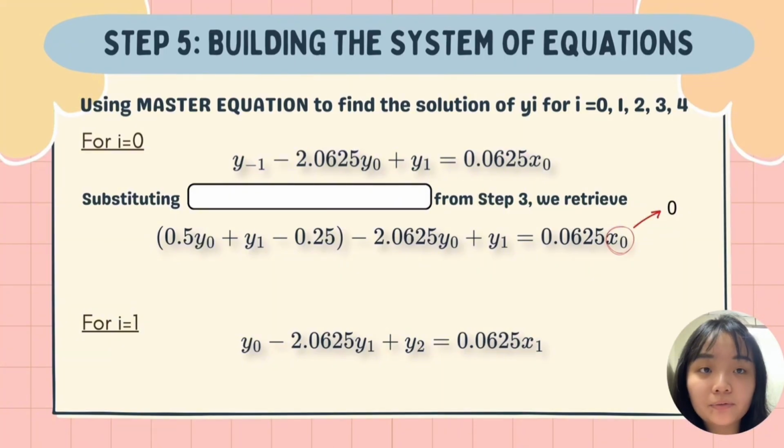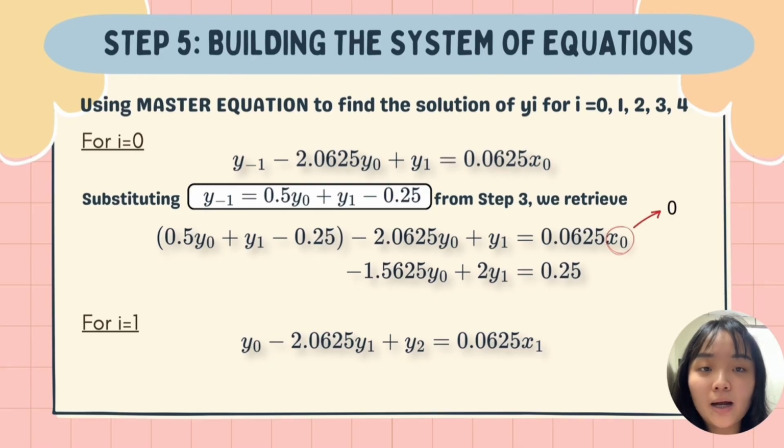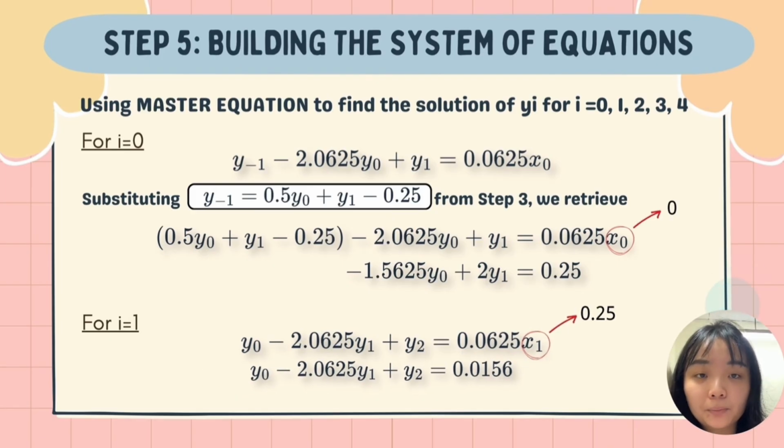Next, we move to step 5, which is building the system of equations, using the master equation to find the solution of y_i, where i equal to 0, 1, 2, 3, and 4. For i equal to 0, we substitute the boundary relation obtained from step 3, which is the first Robin boundary condition. After substituting y_{-1} into the master equation and simplifying, we obtain negative 1.5625 y0 plus 2y1 equal to 0.25. This becomes our first equation. Next, for i equal to 1, we substitute x1 equal to 0.25. We obtain y0 minus 2.0625 y1 plus y2 equal to 0.0156.